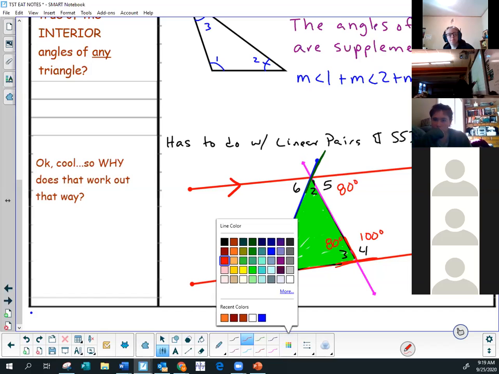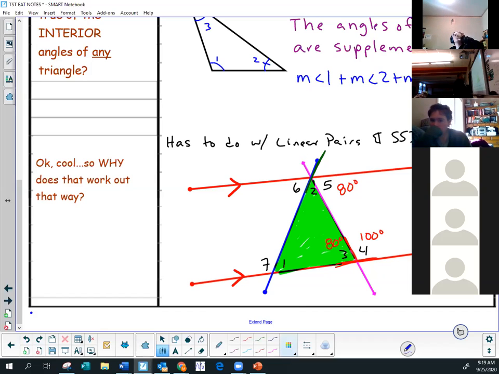6 is 80. 6 is 80. Can you explain why? Because it's, I don't know. It's vertical from 4. It's not vertical. Vertical angles would be touching. No, it's not. So, I appreciate the attempt, but it's important to investigate. So these have to be touching to be vertical, so they can't be vertical.